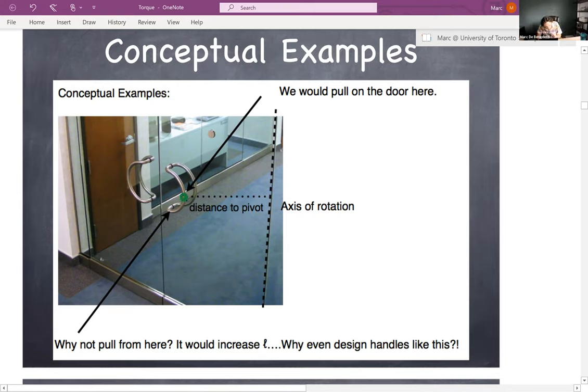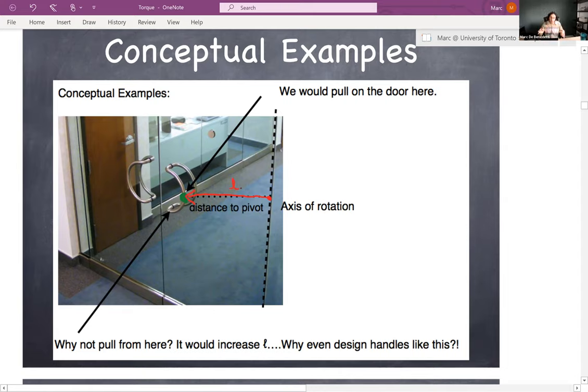You would naturally grab the door handle right there at the apex of the semicircle, all right? Now, if you were to pull from this location, what would the lever arm be? The lever arm would be the distance between the axis of rotation, and let me draw this in a different color, to where the force is being applied. That is what the lever arm would be.